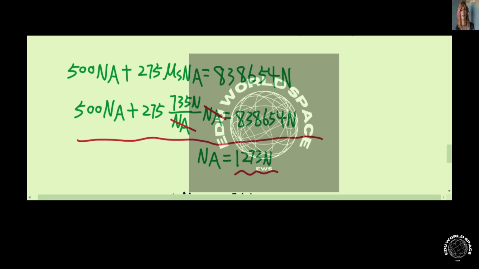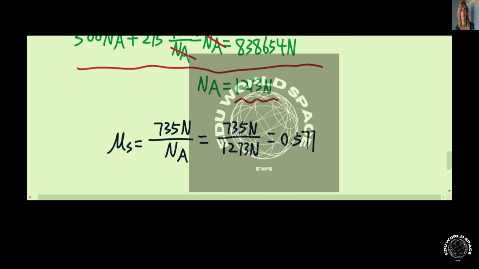So now we can determine the least coefficient of static friction, which is mu s here, and mu s can be equal to 735 Newtons over NA, which is equal to 735 Newtons over 1273 Newtons, and this is equal to 0.577. And this is the answer for this question.